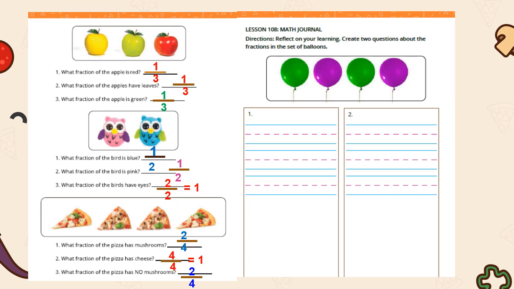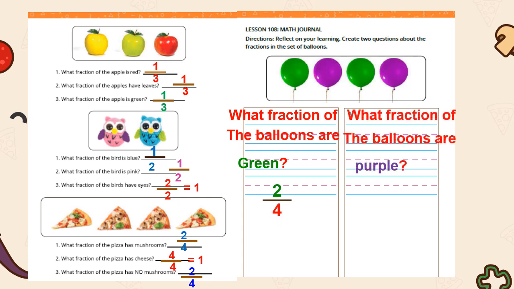Next, reflect on your learning. Create 2 questions about the fractions in the set of balloons. We have here a group of balloons. 2 are green and 2 are purple. So, the first question we can ask, what fraction of the balloons are green? They are 2 over 4. Number 2, we can ask what fraction of balloons are purple. We can say 2 over 4.